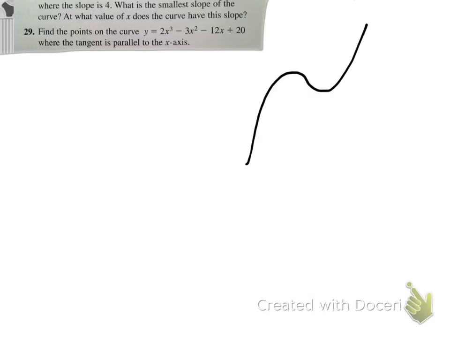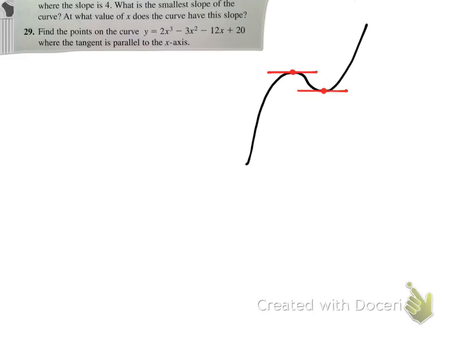The other thing we know is that if the tangent line is parallel to the x-axis, well, we know what parallel means, and we know where the x-axis is and what it looks like. And so we're going to have two spots on this graph in which the tangent line is parallel to the x-axis. Okay, well, how do we find the slope of a tangent line?